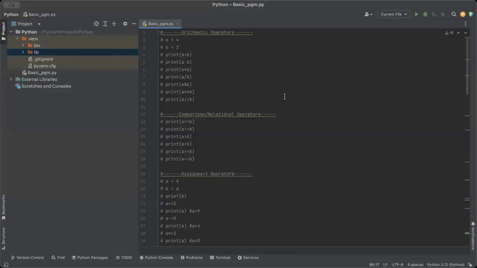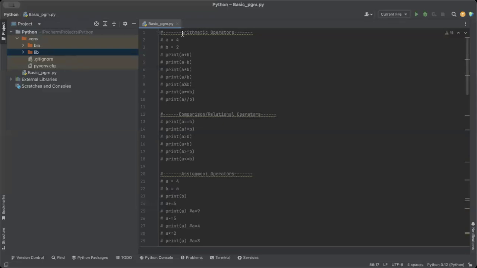Today we are going to learn regarding operators. What is an operator? It is a special symbol which is used to perform arithmetic and logical operations between one or more operands. Operands are the values or variables. Python provides different types of operators to manipulate variables and values.